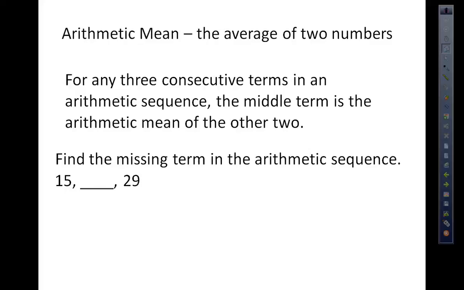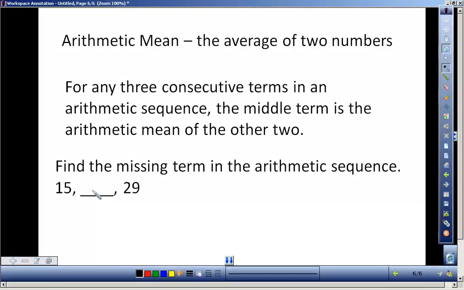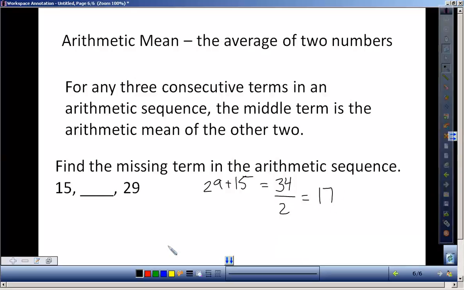So, for example, find the missing term in this arithmetic sequence. 15, blank, 29. So, if I wanted to find that missing term, I would have to find the arithmetic mean of these two numbers. So, 29 plus 15 is equal to 44. 44 divided by 2 is 22. So the missing term must be 22. And so that's how we use the arithmetic mean to help us find missing terms in an arithmetic sequence.